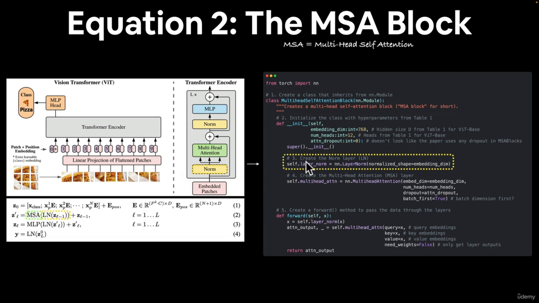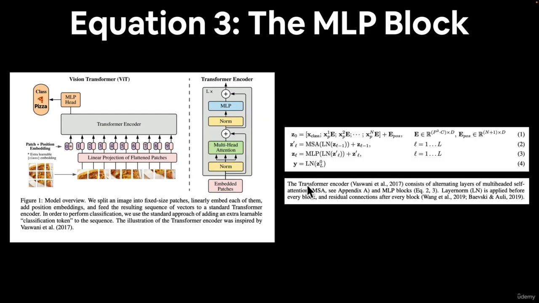So there's our layer norm layer, and then we create our multi-head attention layer, and then within this is the MSA block. We've already covered that. So now we're up to equation 3, the MLP block. So what do we want to do here? Well, we've got MLP, multi-layer perceptron, MLP block.